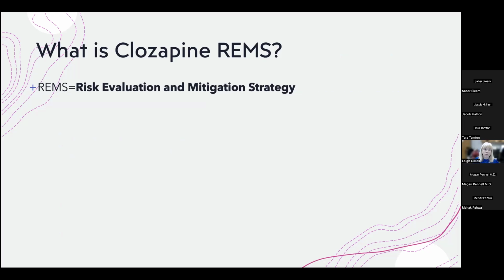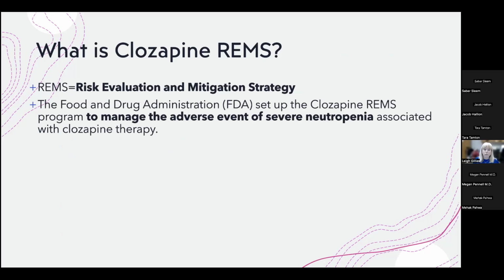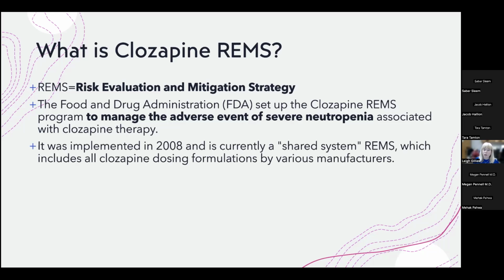Okay. It's a risk evaluation and mitigation strategy. The Food and Drug Administration set up the clozapine REMS program to manage the adverse effect of severe neutropenia. They wanted to make clozapine available to healthcare practitioners in the United States, but they wanted to do it safely and have early detection of that neutropenia before it became fatal.